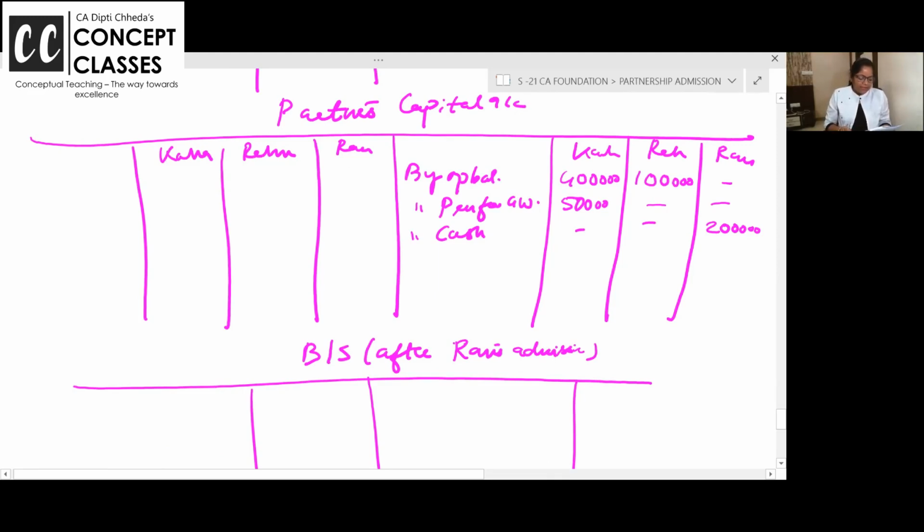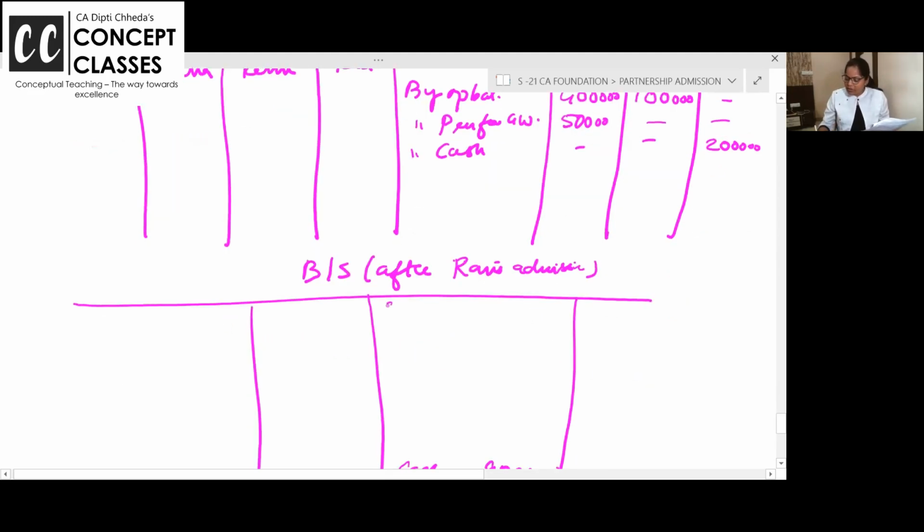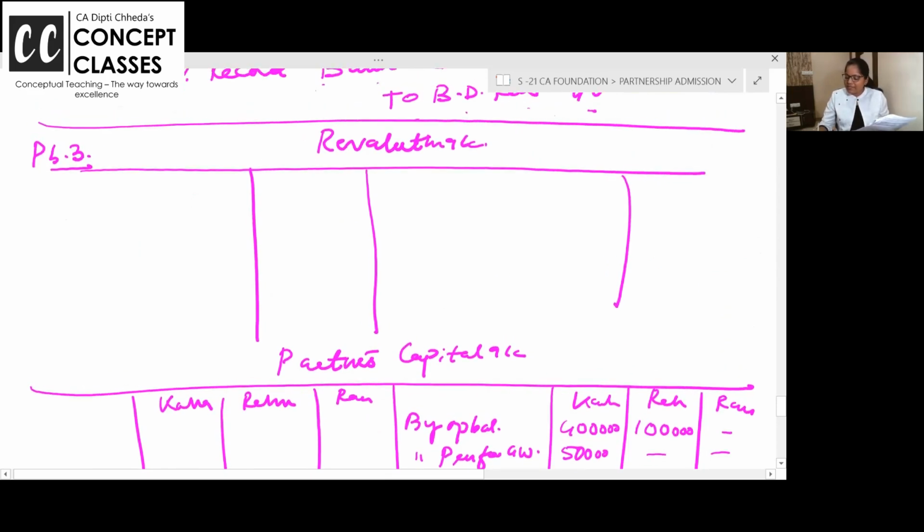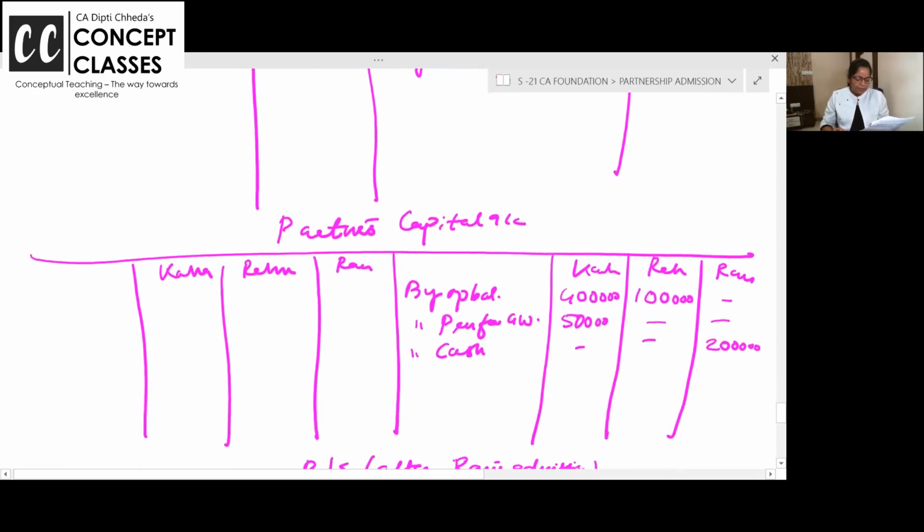Next adjustment. I am going very quickly with all of you. Stock is to be valued at 2 lakh. Stock is already at 1,50,000. Write in the balance sheet: increase 50,000 and bring it to 2 lakhs. If stock is increasing, it's a profit. Stock account debit, revaluation account credit, 50,000.